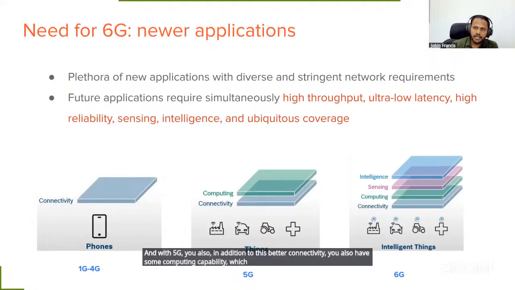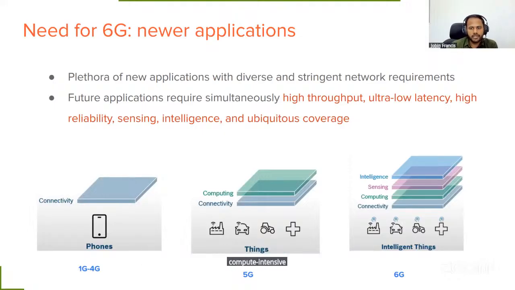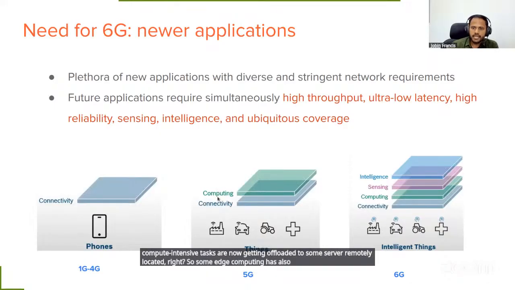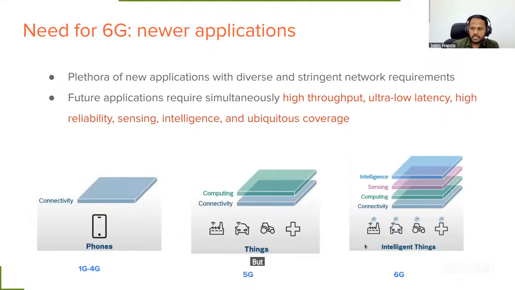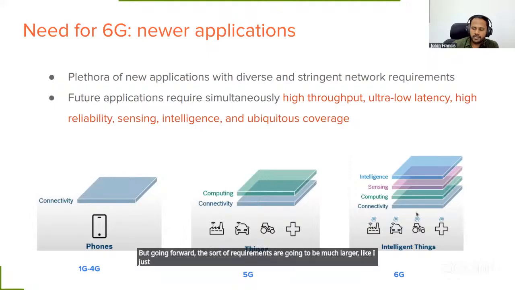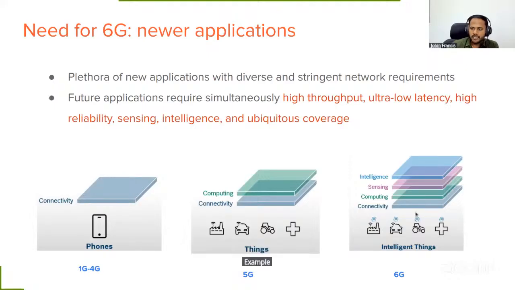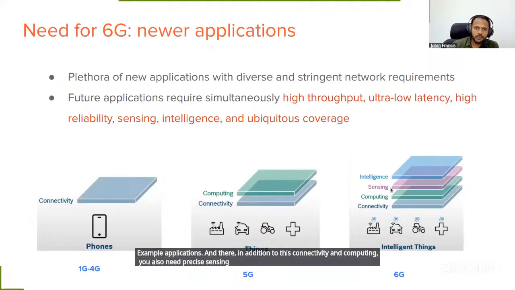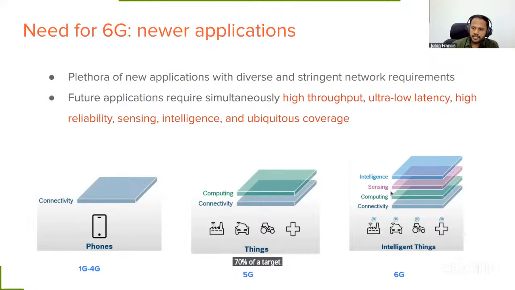So some edge computing has also come in. So that is the additional capability that 5G has given us. But going forward, the requirements are going to be much larger, like I just showed in a few example applications. And there, in addition to this connectivity and computing, you also need precise sensing, right? Your network needs to function as a sensor. It should be able to localize, sense the presence of a target, and such requirements.